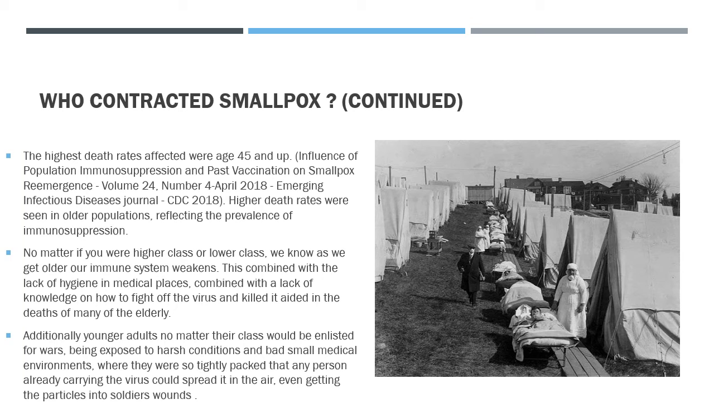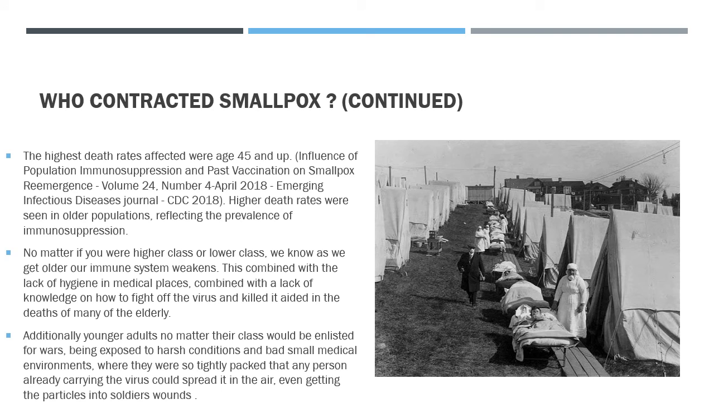Even though adults weren't the most susceptible population, they were still badly affected by smallpox. Adults ages 45 and up had the highest death rates from smallpox. And as we know, the older we get, the weaker our immune system gets. So no matter if they were upper class or lower class, it was harder to fight off smallpox. And back then, medicine was still developing, so it could not protect them from the effects of smallpox. And as we also see, hygiene wasn't looked at as the top standard, so there was bad hygiene back then as well.